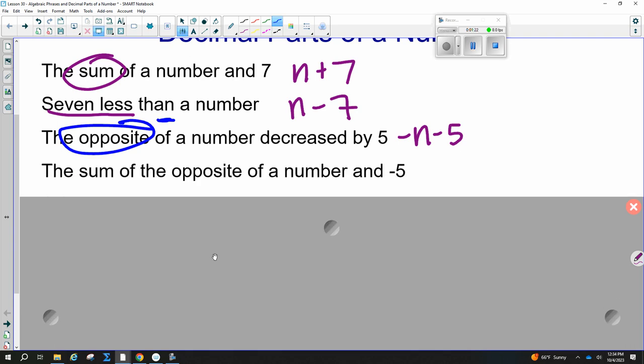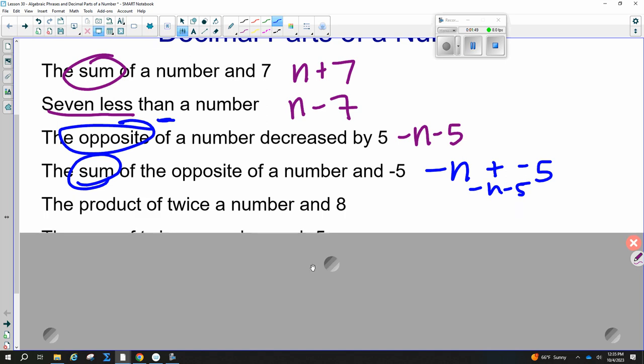The sum of the opposite of a number and negative five. Somebody who has not participated yet want to give me a guess. Cade? Yes. So you can do it either way. Like plus a negative 5 is the same thing as negative n minus 5. Okay? So you're adding a negative. The sum of the opposite of a number and negative 5.